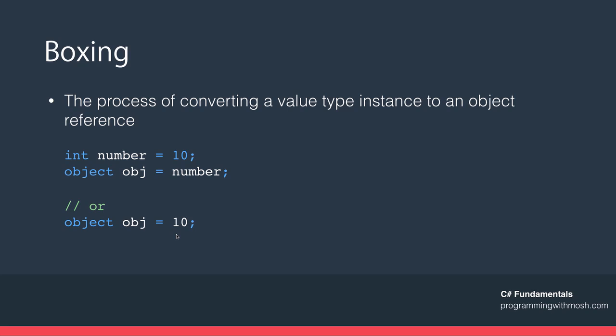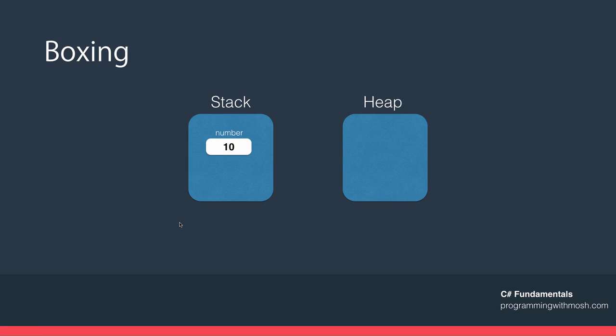What happens behind the scene is this value gets boxed by the CLR and stored in the heap instead of the stack. So let's take a look at the memory visualization. Assuming that here we have a stack and a heap, and on the stack we have a variable called number with the value of 10. Now when boxing happens, CLR creates an object in the heap and then creates a reference in the stack that points to that object. So as you see, the value is now stored in the heap along with an object reference in the stack.